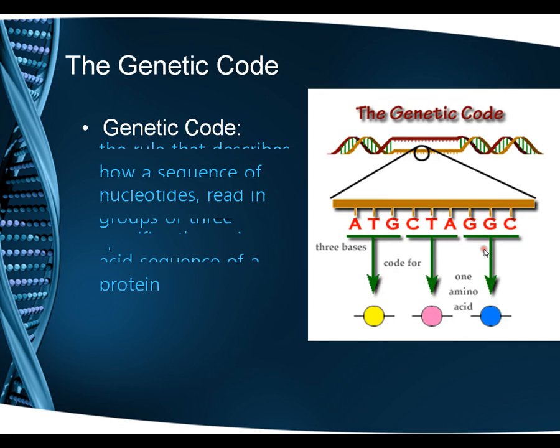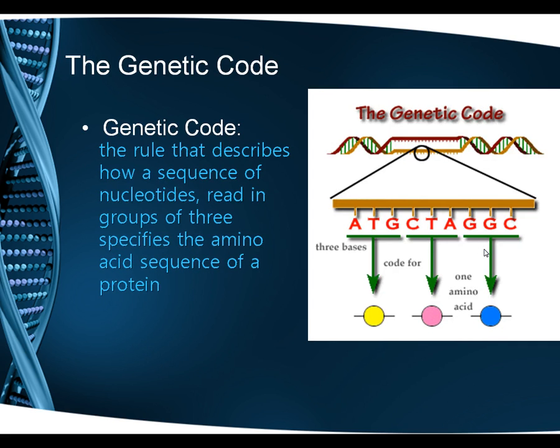The genetic code is the rule. And this rule states that a sequence of 3 nucleotides, or 3 letters, code for 1 amino acid. Again, these amino acids link together to make up proteins.